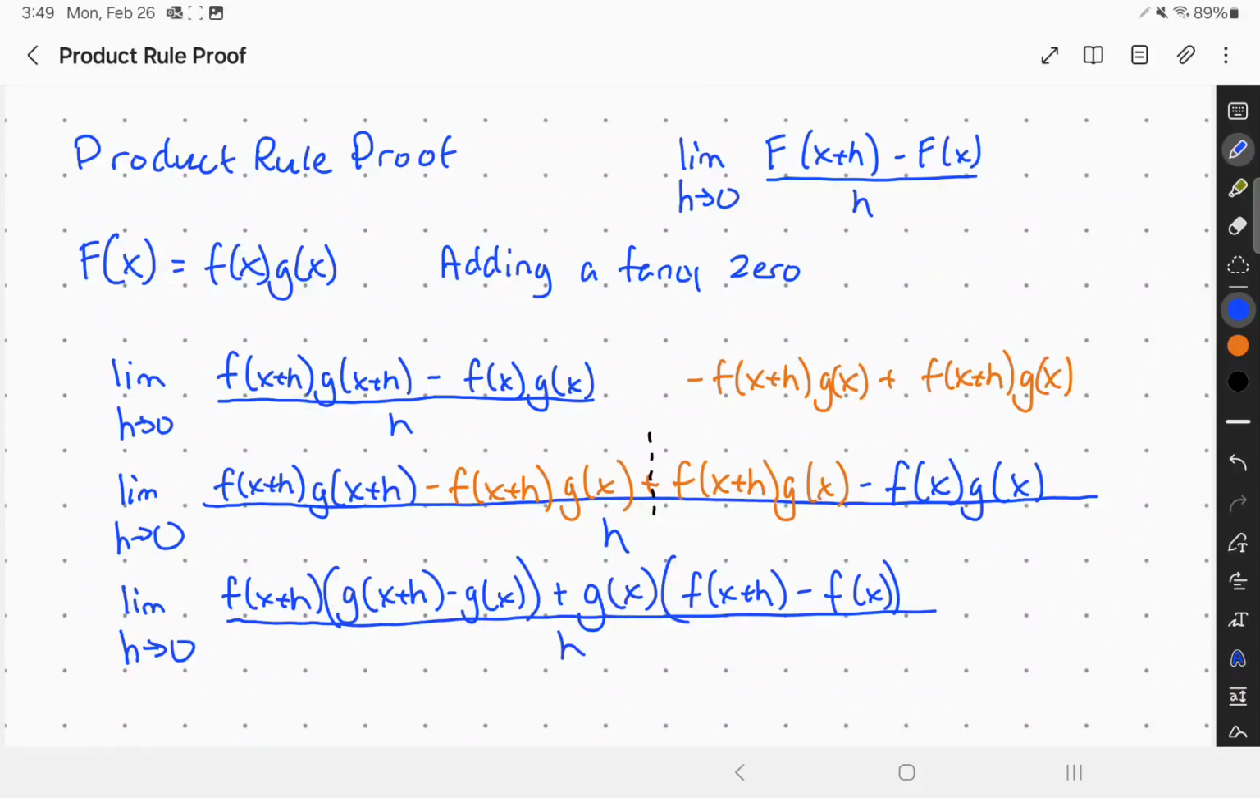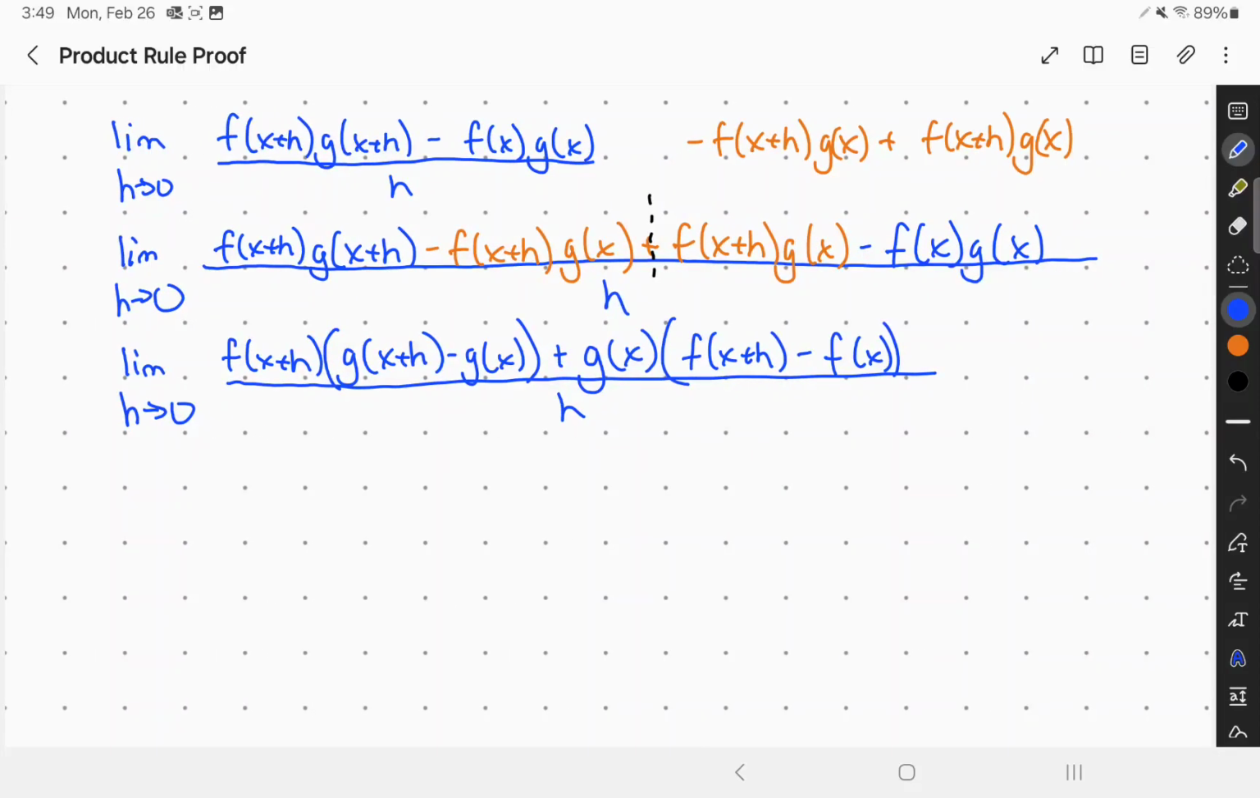So what you can kind of see what's left in the brackets there, we have a g of x plus h minus g of x. That is the limit definition for the derivative of g. And on the other side, we have f of x plus h minus f of x. That's going to lead to the limit definition for the derivative of f, lowercase f.